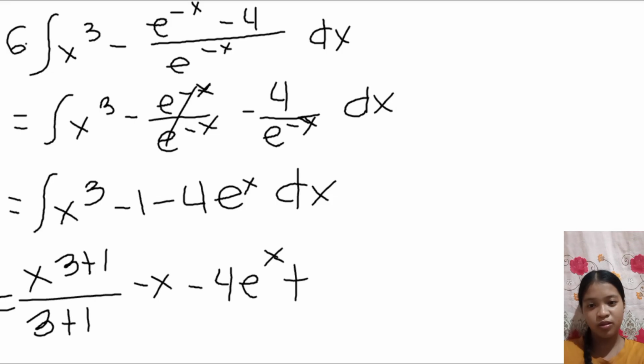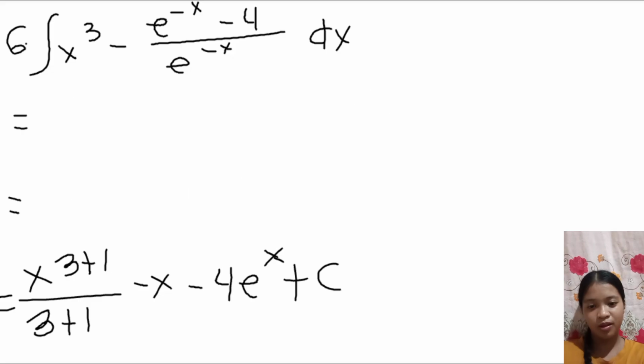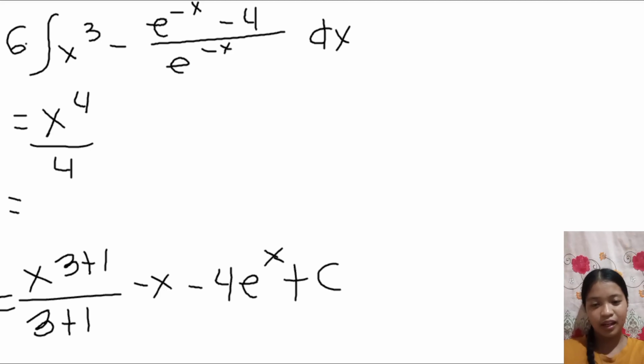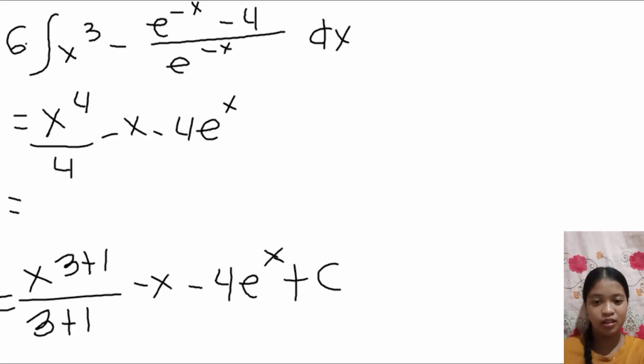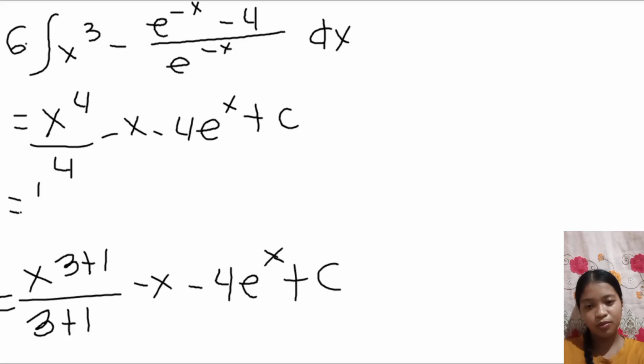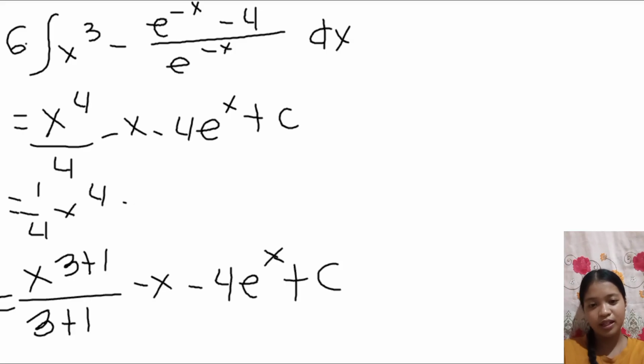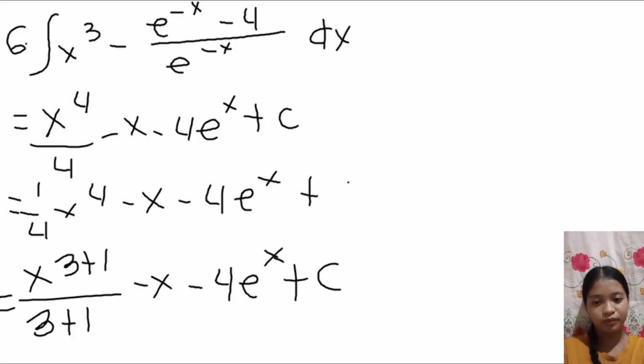So we're going to compute it, so it will be x^4 over 4 minus x minus 4e^x plus c, and then we can now get our final answer. So we just have to write it properly. So 1/4 x^4 minus x minus 4e^x plus c, and that's our final answer.